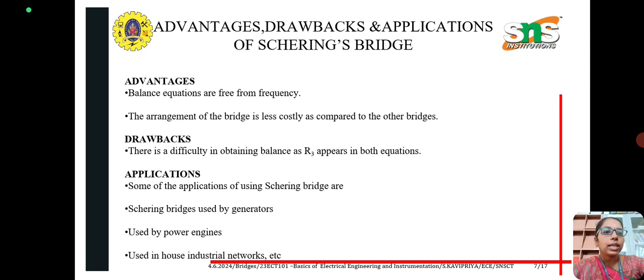Next we are going to see the advantages, drawbacks and applications of Schering bridge. The advantage is that the balance equations are free from frequency. The arrangement of this bridge is less costly compared to other bridges. The drawback is that both the equations contain R3, so it is very difficult to obtain the balance. Applications of the Schering bridge are that it is used in generators, power engines, and also in house industrial networks.